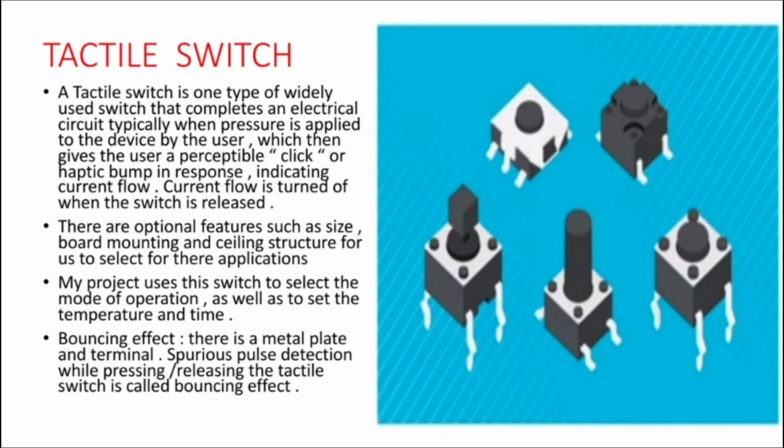Now coming to the next point, tactile switch. A tactile switch is one type of widely used switch that completes an electrical circuit typically when pressure is applied to the device by the user, which then gives the user a perceptible click or haptic bump in response, indicating current flow. Current flow is turned off when the switch is released. There are optional features such as size, board mounting, and sealing structure for us to select for our applications. My project uses this switch to select the mode of operation as well as to set the temperature and time.